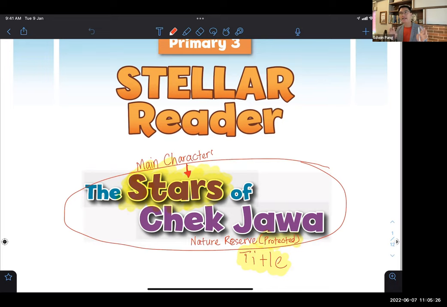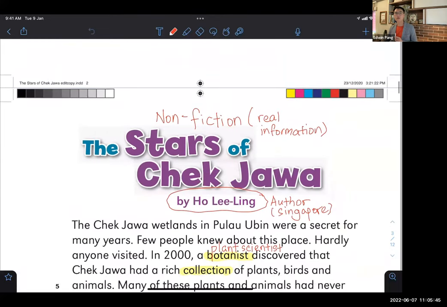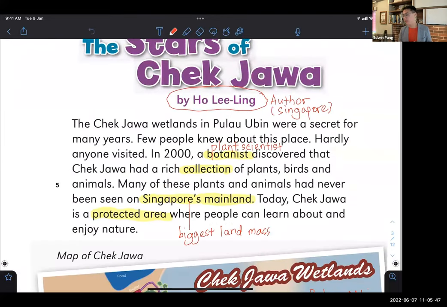Okay. So we are going to identify some main ideas from this text. But before that, I'm going to go through this text really quickly. Super fast, like lightning speed. Okay, so are you all ready? Are you all ready? Okay, good. So I'm just going to go through this really quickly, all right? So if you remember in this particular passage, we talked about how Chek Jawa is a place in Pulau Ubin, and it is a place full of animals.